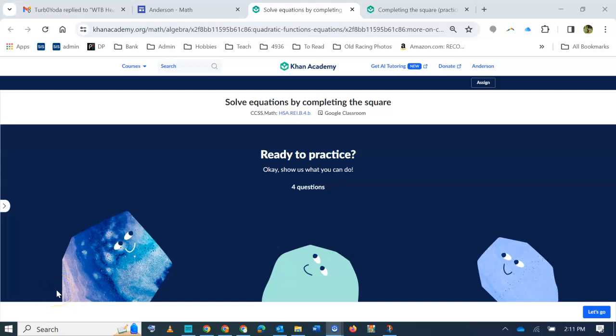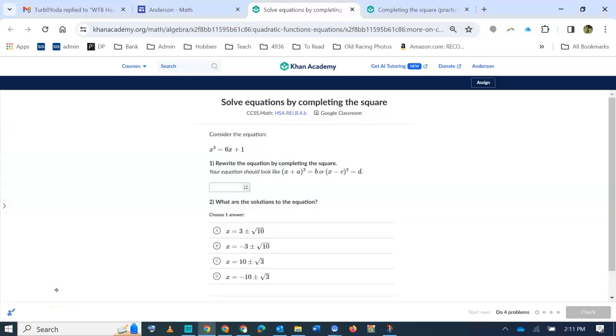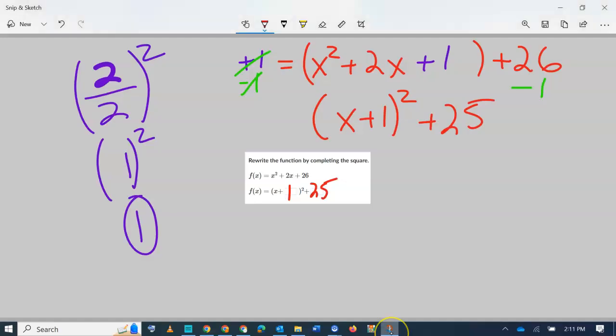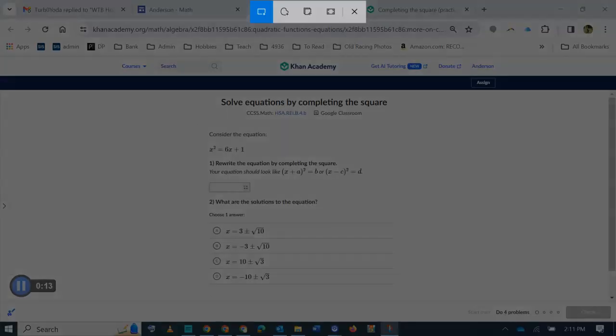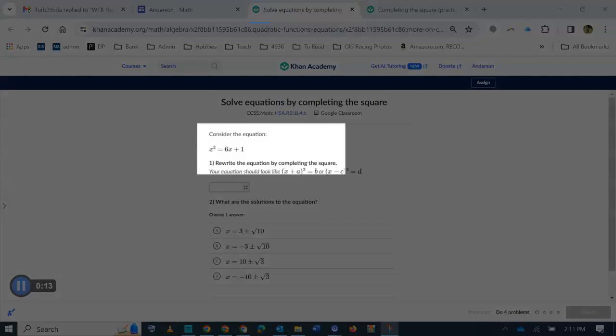Solve equation by completing the square. All right, very similar to the last one, just one more step towards the end to actually solve for our x. So let's take this.